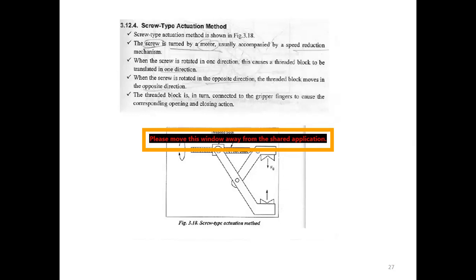Next, when the screw is rotated in one direction, it causes a threaded block to be translated in one direction. When rotated in the opposite direction, the threaded block will be moved in the opposite direction. The threaded block is connected to the gripper fingers, which causes the corresponding opening and closing action.